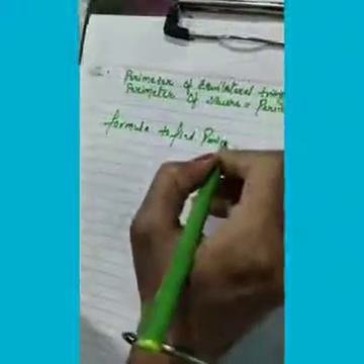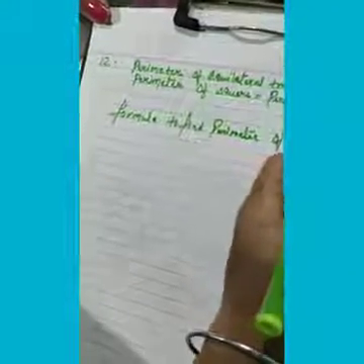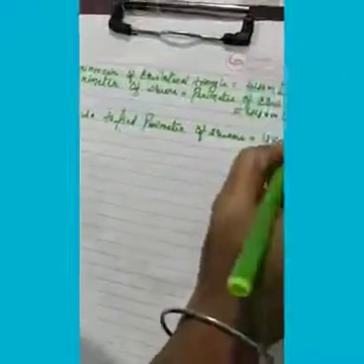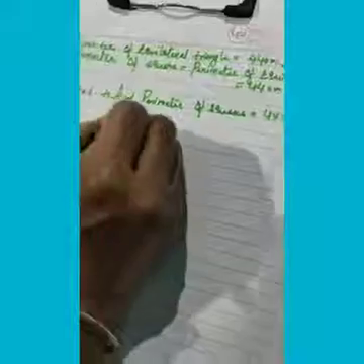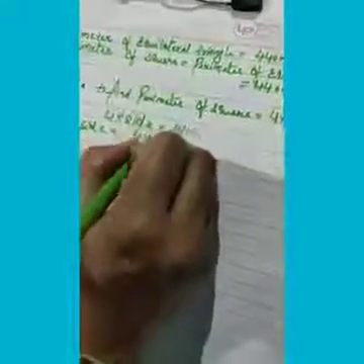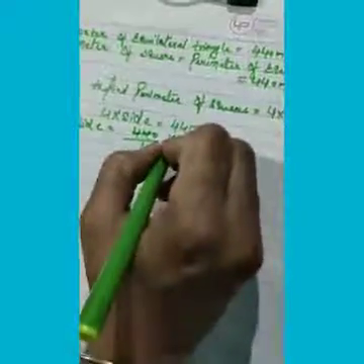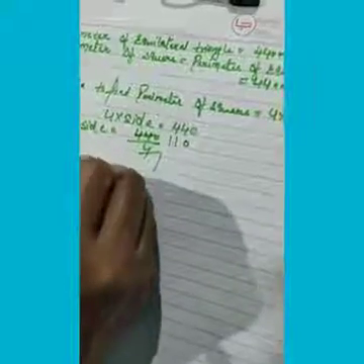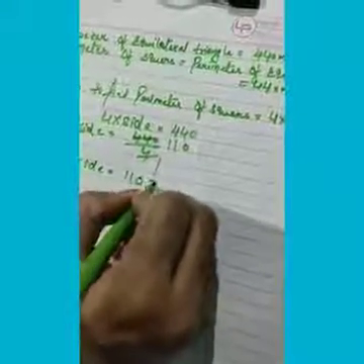Now go with the formula. Formula to find perimeter of a square equals 4 into side. Therefore 4 into side equals 440. Side equals 440 by 4. You can use the 4 table to divide. 4 1s are 4, 4 1s are 4, 0. Side equals 110 meter.